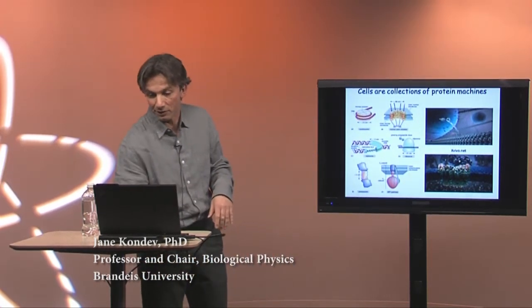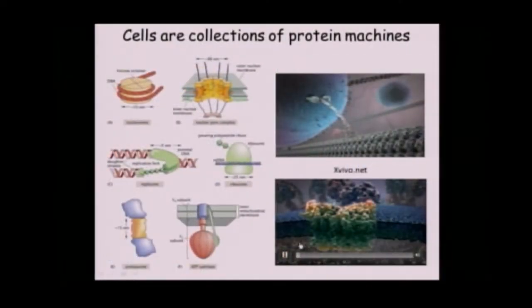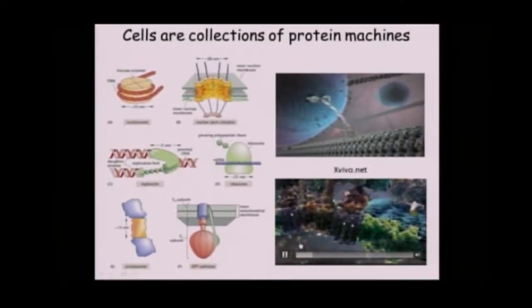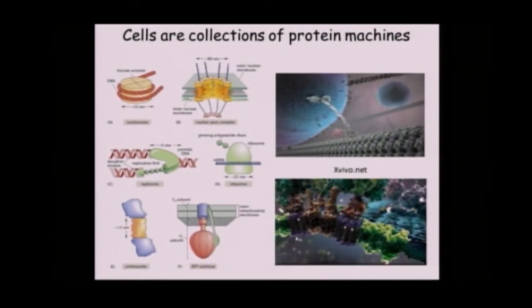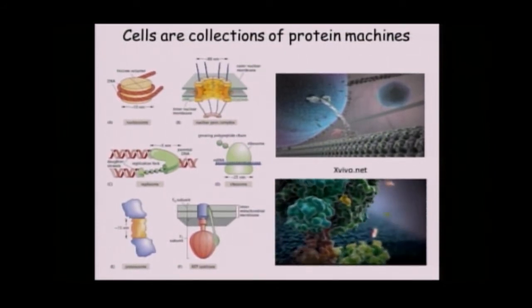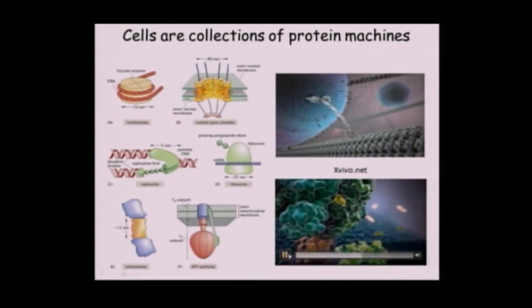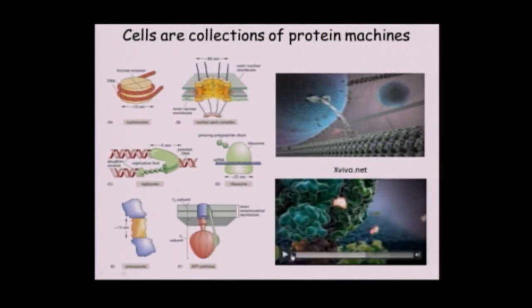There's another machine. I have a little movie of that one here. This one is really amazing because what that machine does is produce energy for the cell. It works like a turbine. At the beginning of the movie, I'll stop it for a second, you see this little piece of the protein rotating.